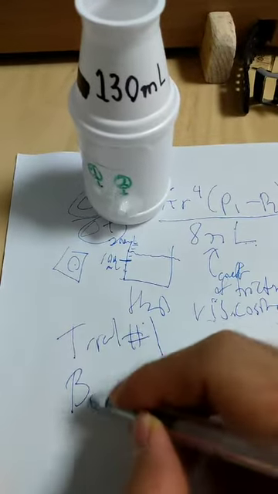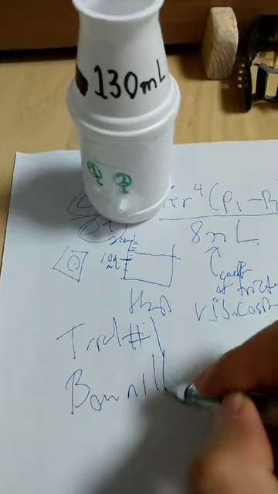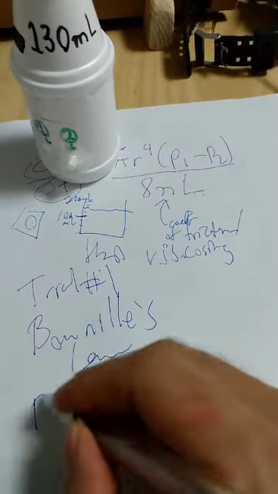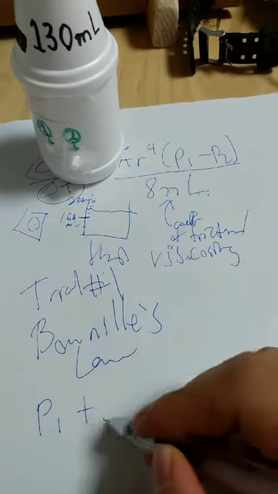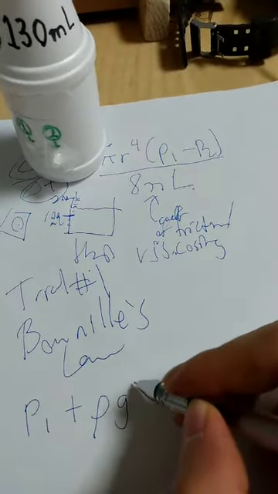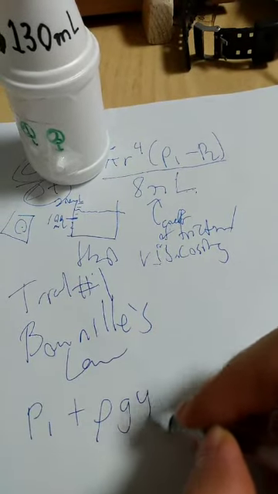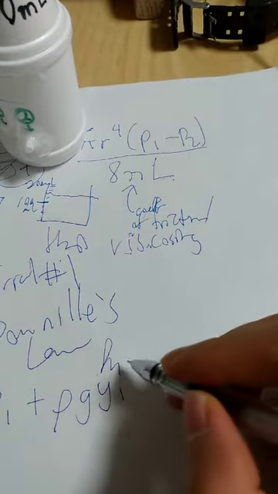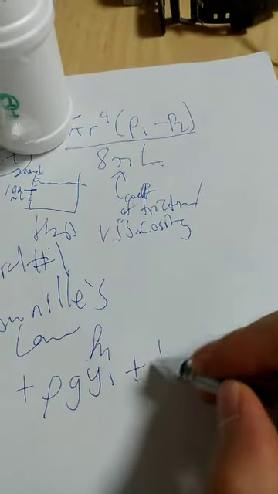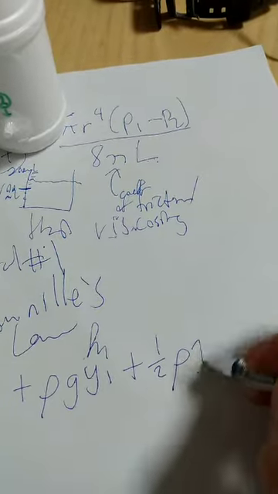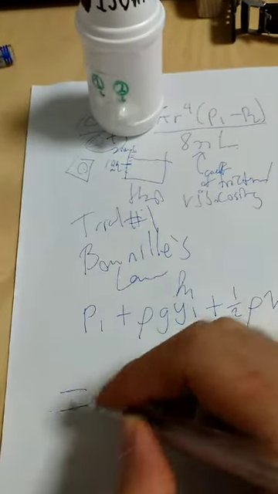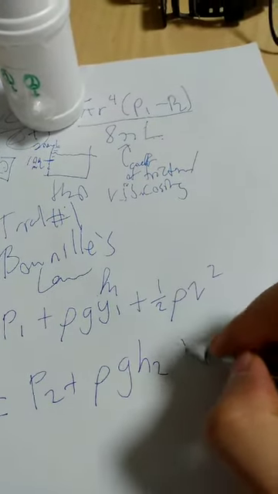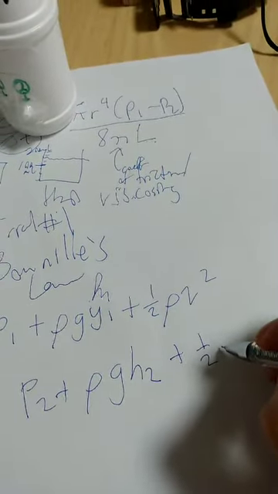Now Bernoulli's law, I'm finally spelling it right. Bernoulli's law: P1 plus rho g y1, I like y1, plus 1/2 rho v squared equals the same thing, with everything except this 2 instead of 1.